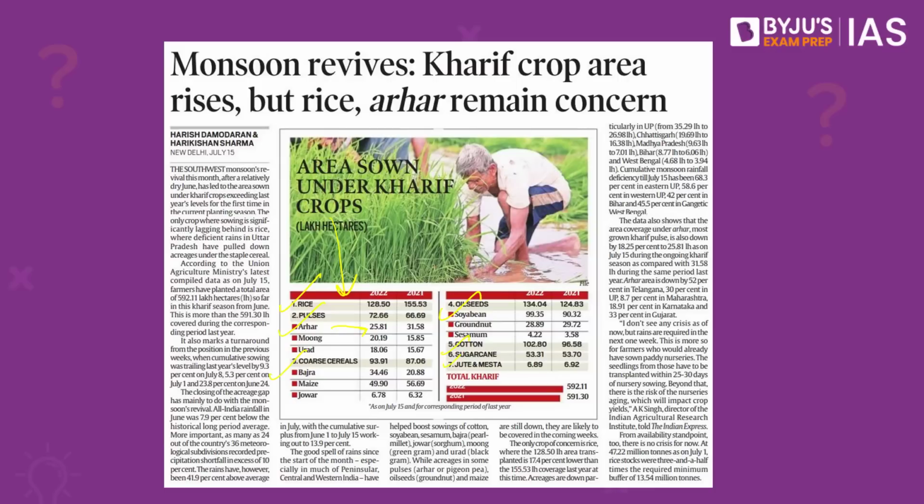The article here focuses on the fact that the monsoon has revived in India, as a result of which the area under the Kharif crop has increased. However, rice and arhar, two of those commodities which are sold at a large scale in India, are still not at the level that they were expected to be. As you can see here, in terms of rice and in terms of arhar, the number is much lower as compared to the last year of 2021. And that is why there is a concern and the government is working towards it.